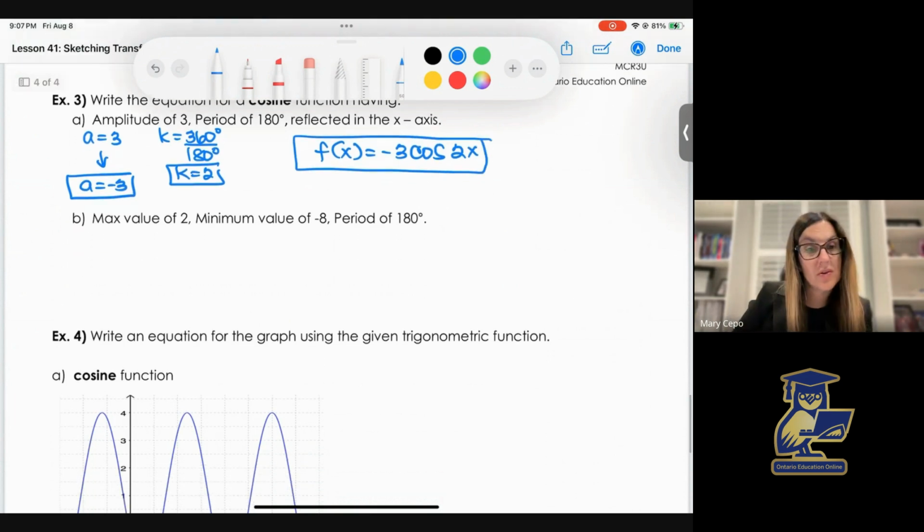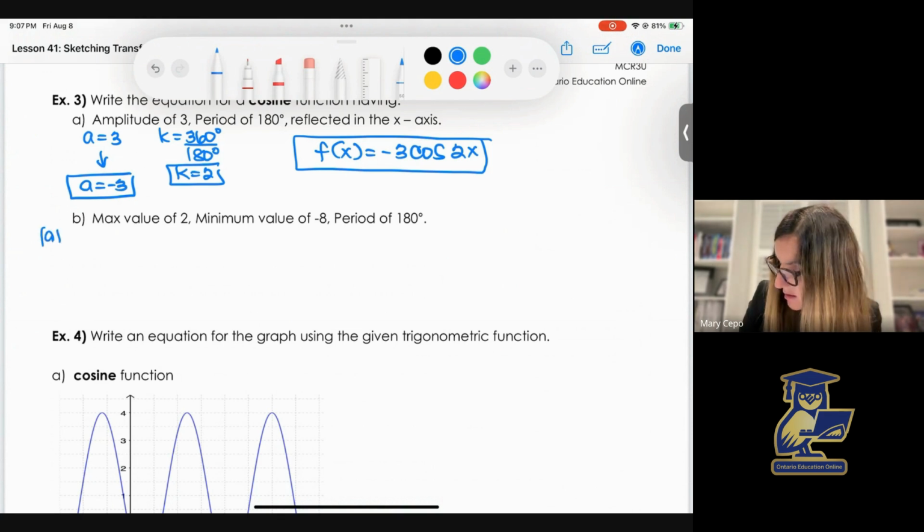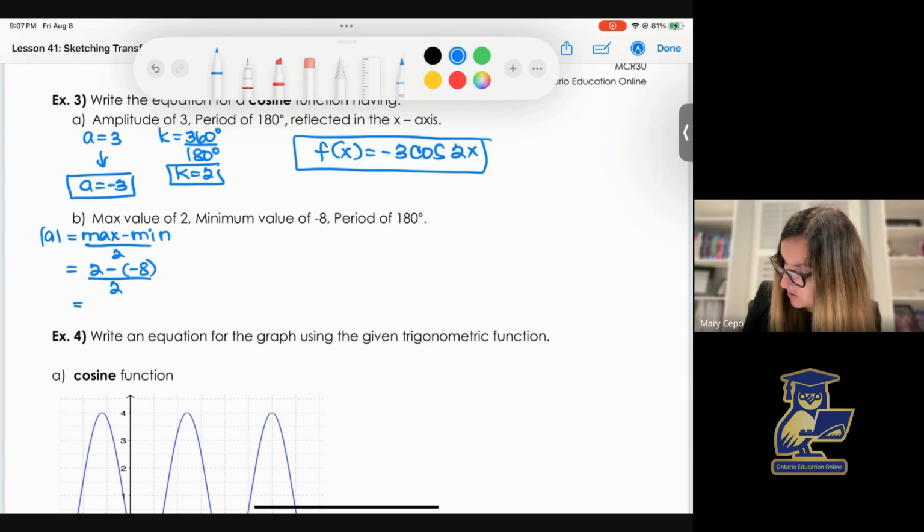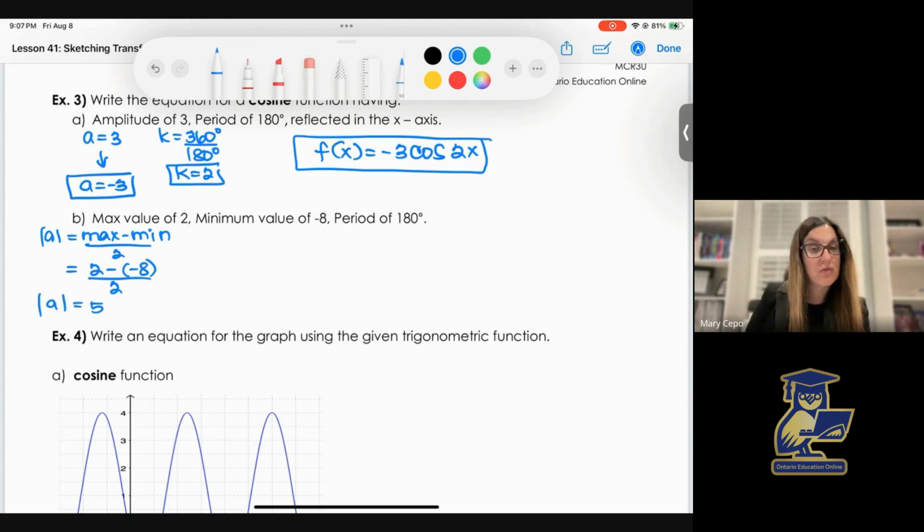Oh, this time they're not giving us the actual amplitude, but they are providing us with the max and the min and the period. So we can calculate using our knowledge of the equations to decide how to get the amplitude. So the amplitude is always, just a reminder, max minus min divided by 2. The max value is 2 minus the min value, which is negative 8. Divide that by 2. 2 plus 8 divided by 2 is 10 divided by 2, which is 5. So the amplitude is 5.